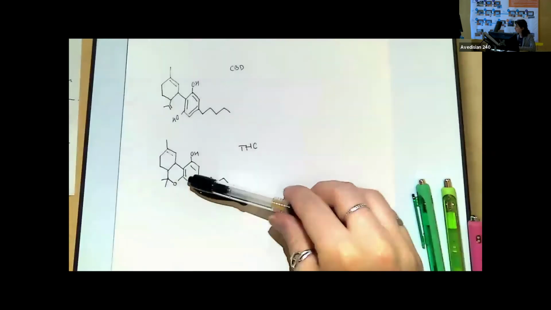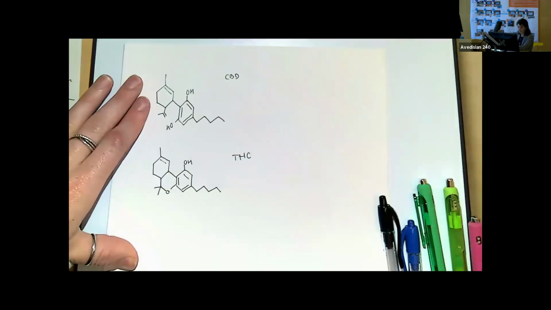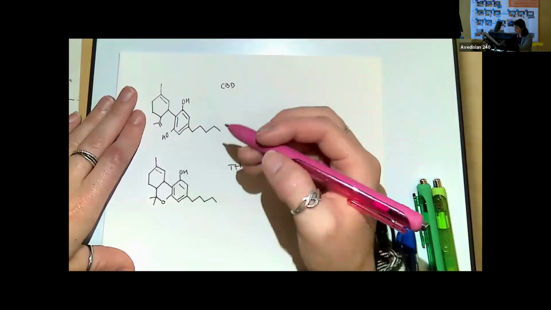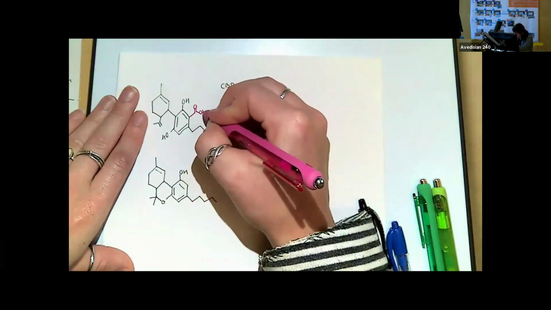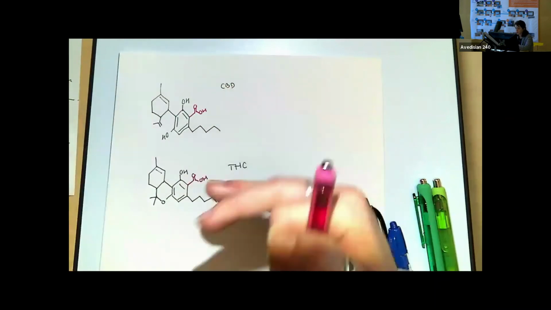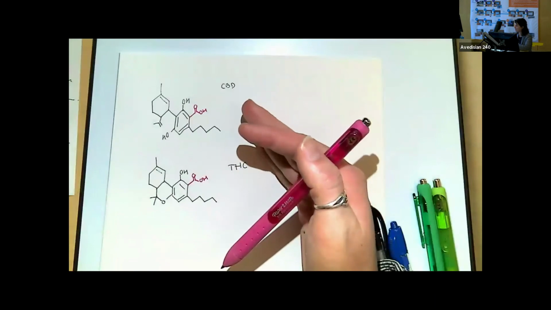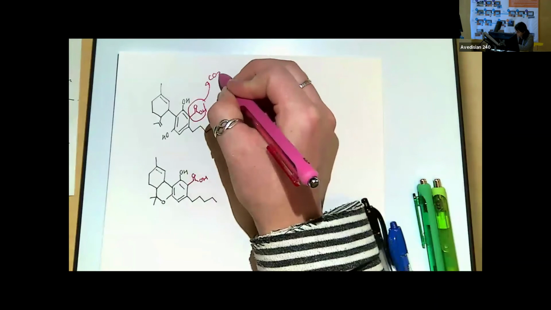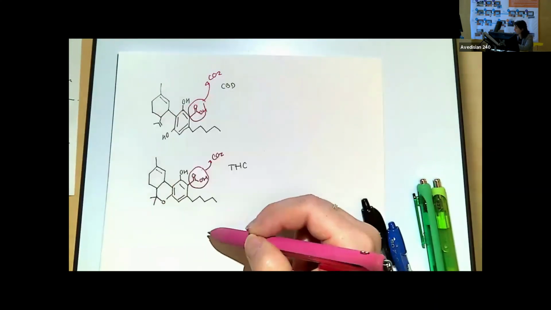And remember, these structures that we're used to seeing are actually the decarboxylated versions of the molecule. So when the plant is making the molecule, it actually is adding in a carboxylic acid at this position on both compounds. We need to heat up these compounds or the plant material to a specific temperature so that these leave in the form of CO2, and we're left with just the structures in the black.